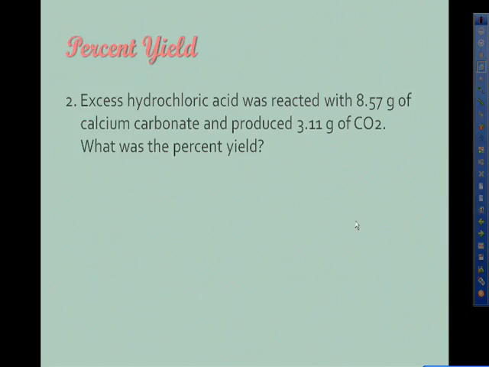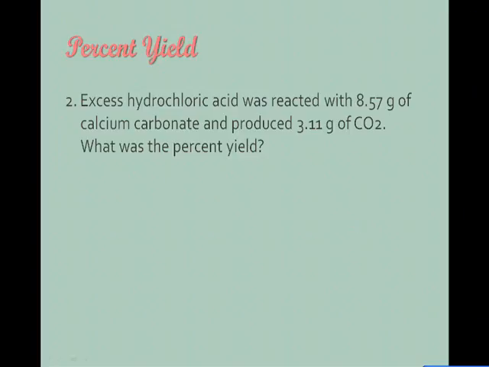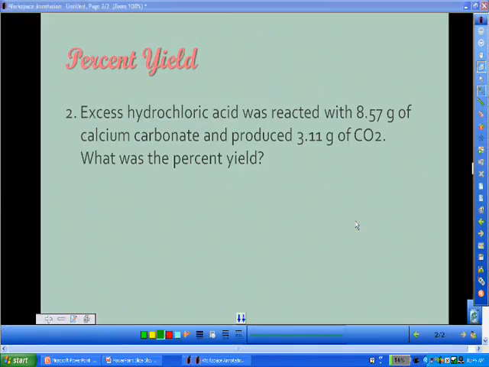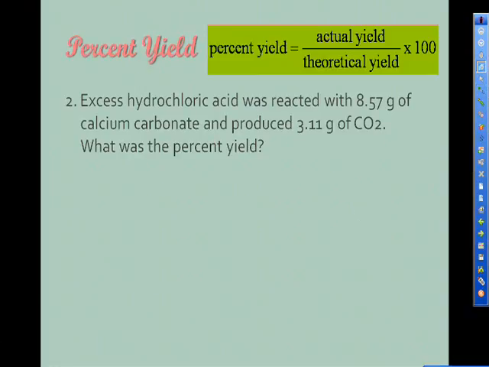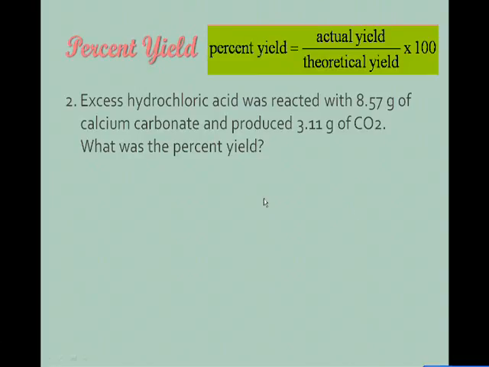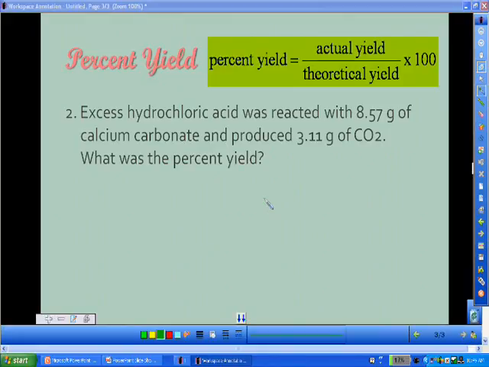Moving on to the next example. In this case, it tells us that we have excess hydrochloric acid and that it was reacted with 8.57 grams of calcium carbonate, and that's going to produce 3.11 grams of carbon dioxide. So once again, it wants to know what was the percent yield for this equation.